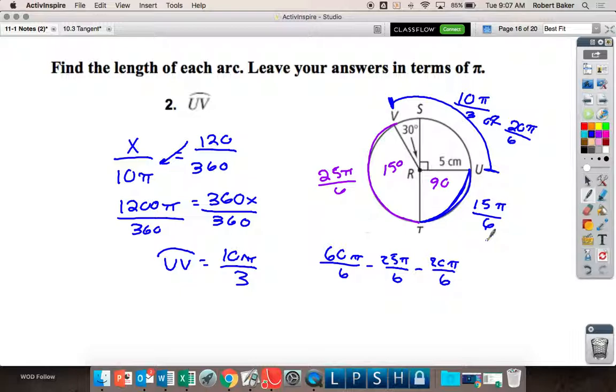I can use subtraction. So if I add all those pi's up, 15 pi's, 20 pi's, and 25 pi's, I get 60 pi over 6, which is 10 pi total. So now I can just use a little bit of subtraction to find that missing piece. Well, the next question is going to ask us for this piece right here. Can I just add 15 pi over 6 and 25 pi over 6 and get 40 pi over 6? That's how long that arc's going to be, 40 pi over 6. Then we can double check our math to make sure it works.